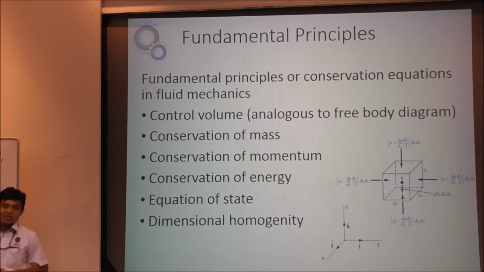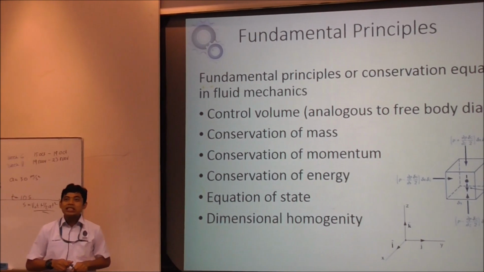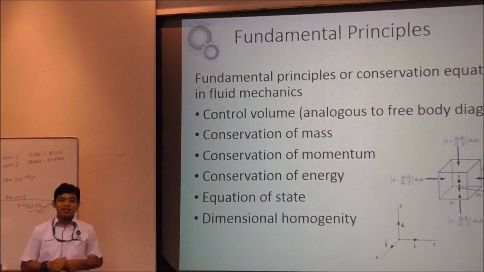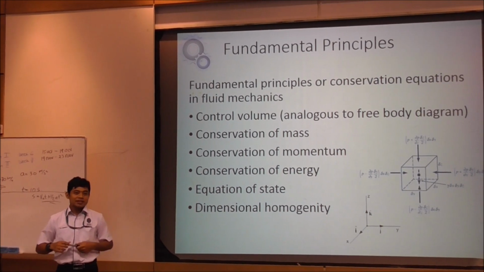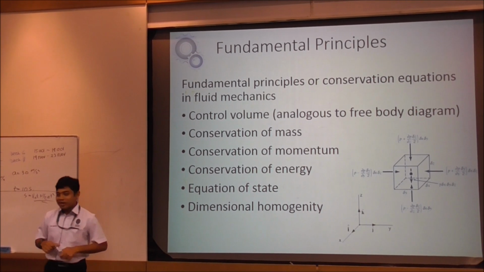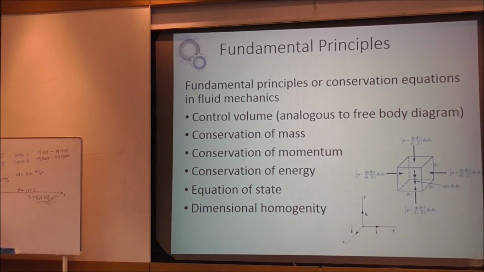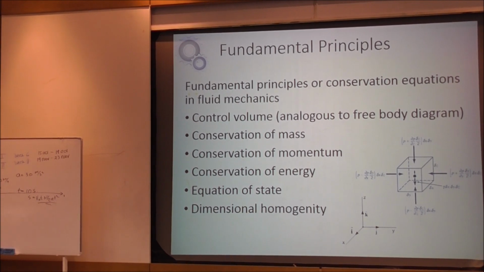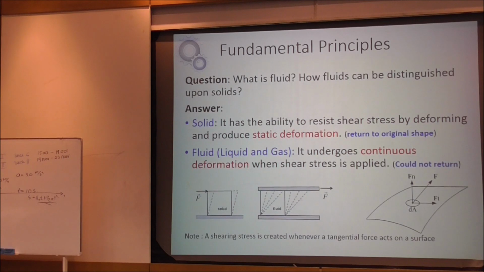Who still remembers what is dimensional homogeneity? Apple plus apple. Apple plus apple equal to two apples. Apple plus oranges become... become, become lah. Not homogeneous. Become a mixed juice, right? Okay, so all of these are just recap from your Fluid Mechanics 1.